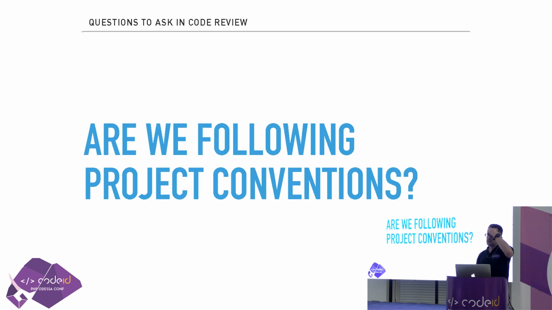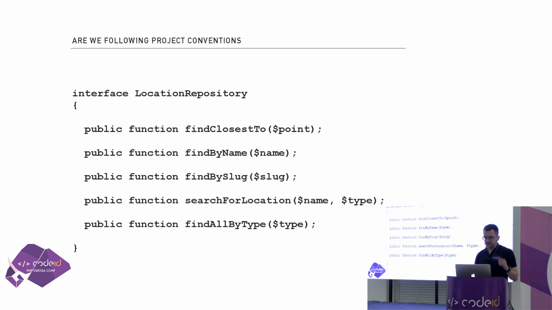So another question is, are we following project conventions? And I'm not so much talking about things like, are we following PSR2 or whatever, that should all be automated. But it might be things like this. So if I show you this interface, are there any method names that kind of jump out at you as odd?